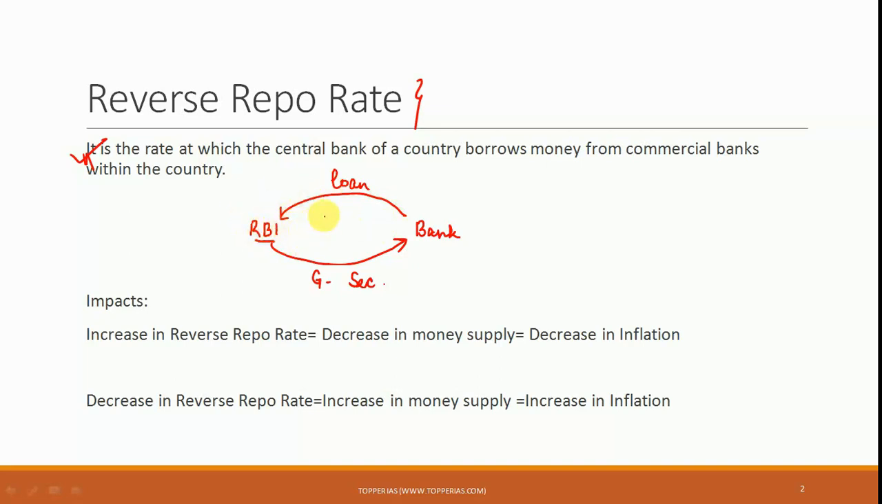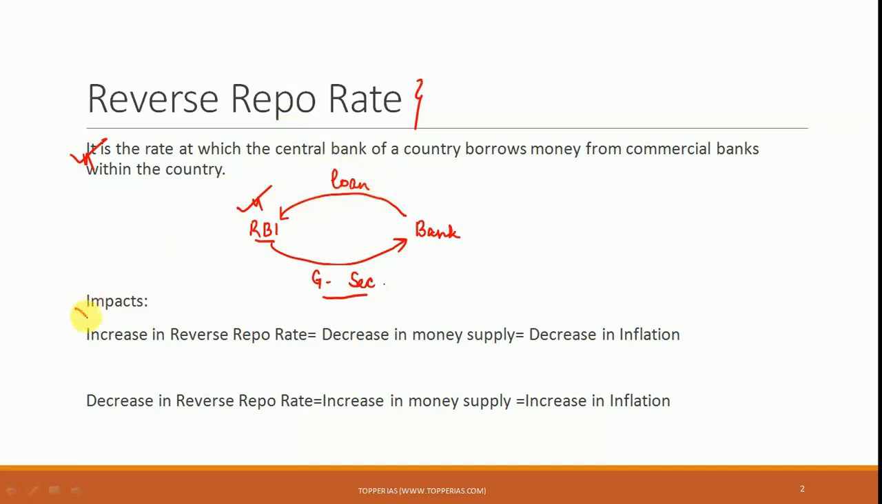It is not a loan, but what is happening is that whenever banks have a higher surplus of money, the banks park their money with the RBI for some interest rate, and the interest rate at which the banks are parking the money with the RBI is what is known as the reverse repo rate. And in return, the RBI is going to give some government securities to the bank. So this is the entire functioning of reverse repo rate, and indeed this is the opposite of repo rate.